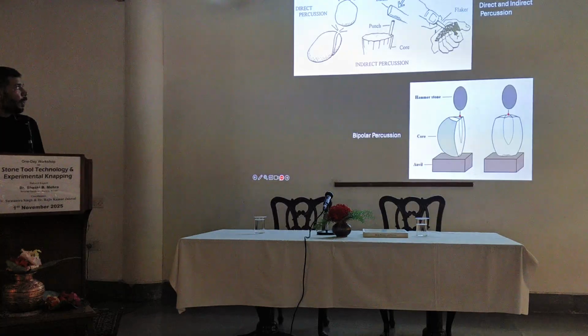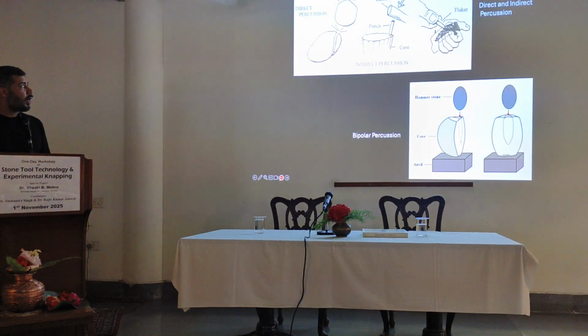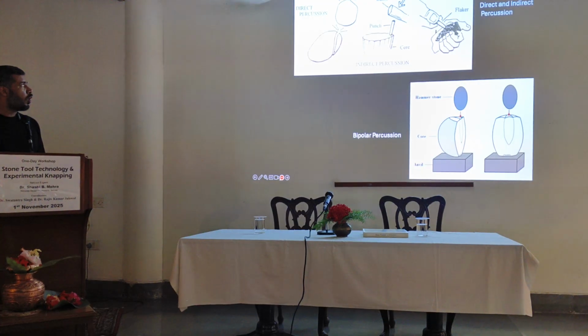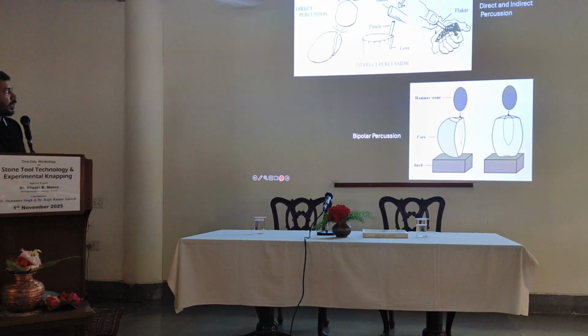Next. So this is the example of direct and indirect percussion. This is your core. You are using a hammer and hitting it directly. This is your direct percussion. This is your indirect percussion. This is a blade core. You are putting a punch in between, and then you are using a hammer. So we'll see these two techniques.